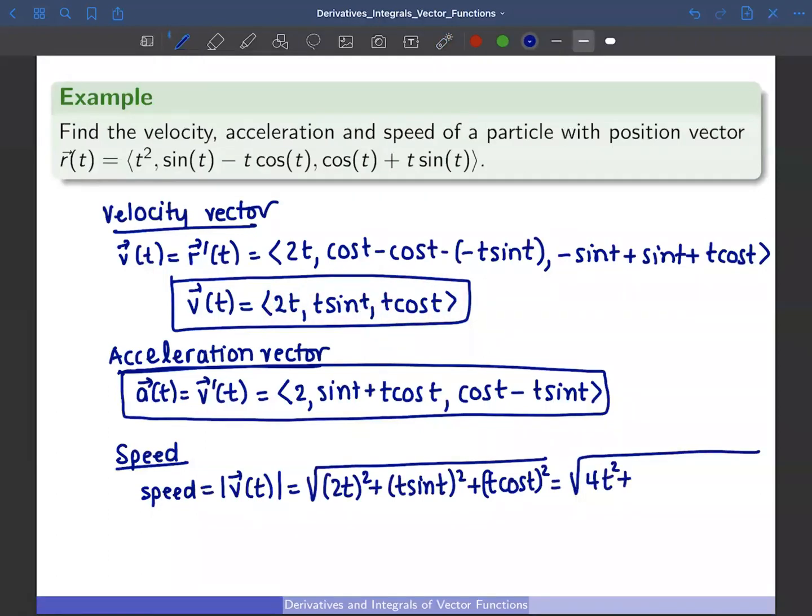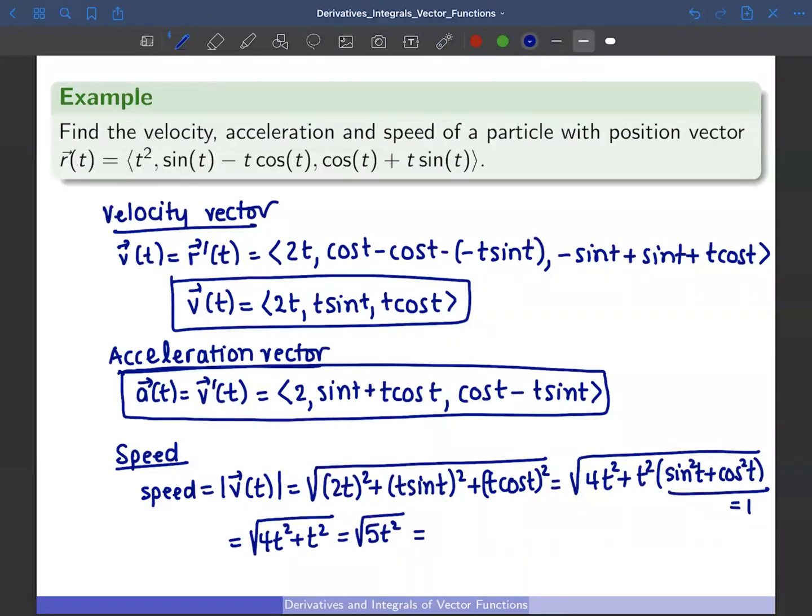And then from the second and third term, we have a common factor of t squared. And then we have inside a parenthesis sine squared t plus cosine squared t, which is equal to 1. So that gives us the square root of 4t squared plus t squared. And that is equal to 5t squared underneath the square root.